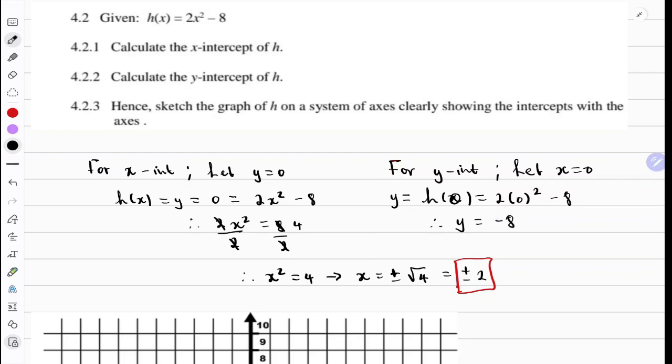This is your y-intercept, and these are your x-intercepts. Right. So let's use this, and we've once again applied the dual intercept method.